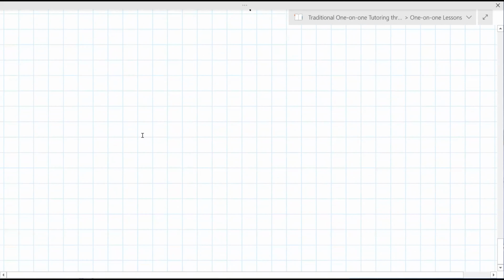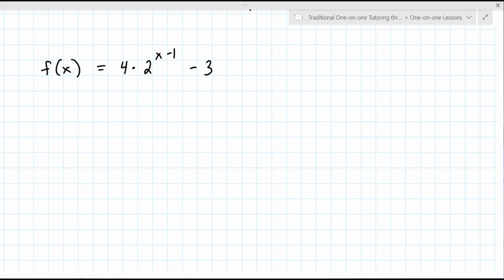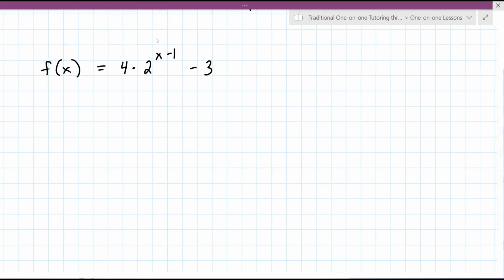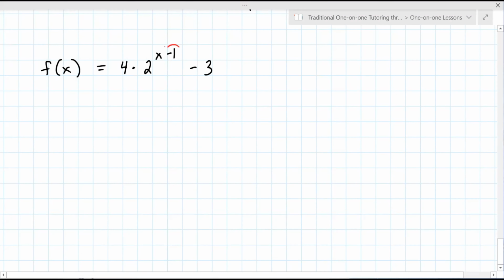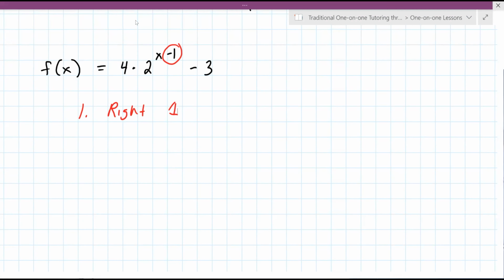Okay, all right, let's try another one here. We haven't quite gotten to this yet, but we need to. So let's do this: 4 times 2 to the x minus 1, minus 3. This time there are only 3 transformations, so let's go at them one at a time. What does this minus 1 do? Is it left or right? It is right, right 1 unit. And what's the parent function? 2 to the x. Very good.